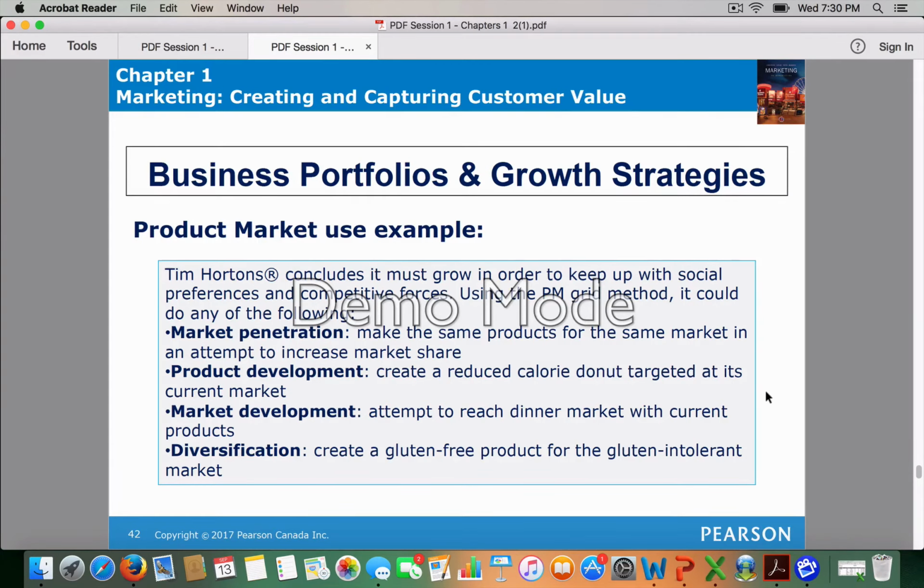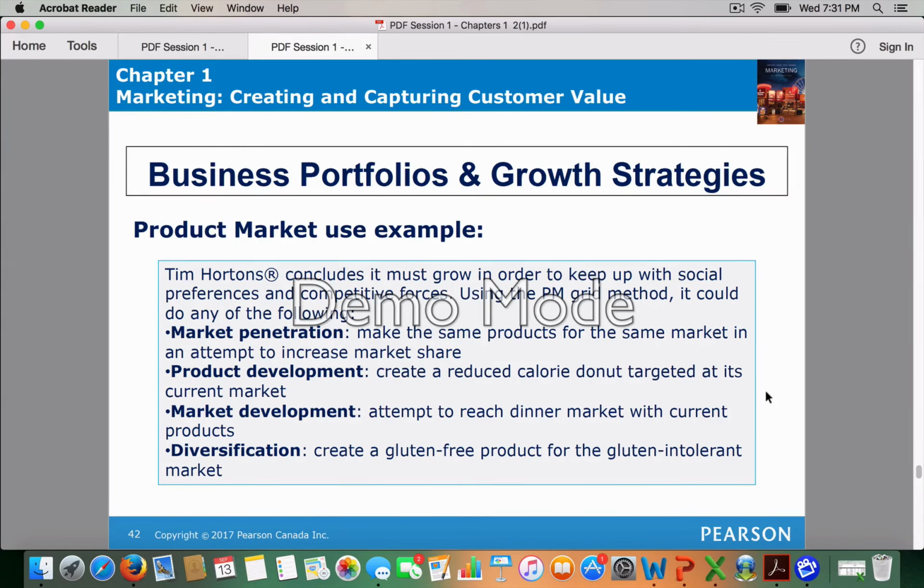Things like loyalty programs, if you see loyalty programs being offered by various companies, loyalty programs are designed to help the company grow using market penetration. It's about selling existing products, Tim Hortons donuts and coffee and bagels and muffins, to Tim Hortons existing customers, encouraging people to buy more of your existing products. People who are already buying your products, encouraging them to buy more.